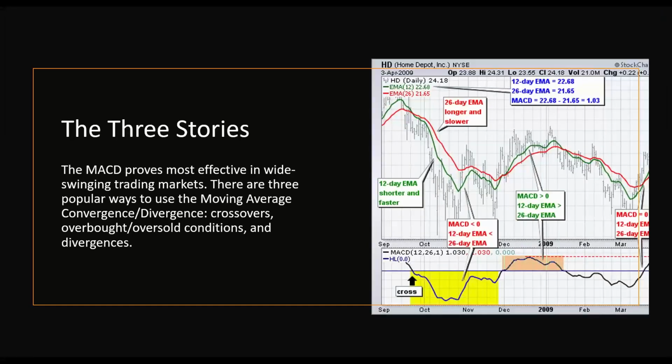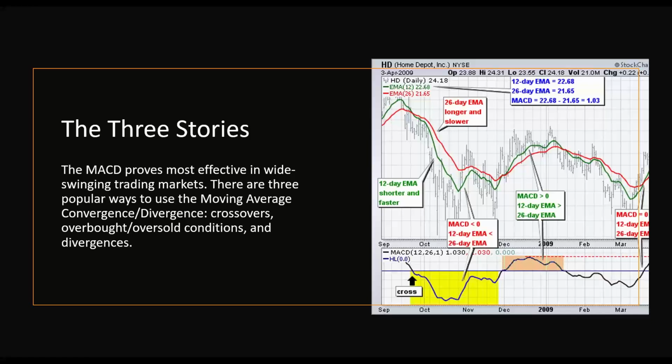So MACD tells us three stories. And there are popular ways to use the moving average convergence divergence: crossovers, overbought and oversold conditions, and those are the ones I use, only by looking at the depth of the peaks and the valleys in the histogram.